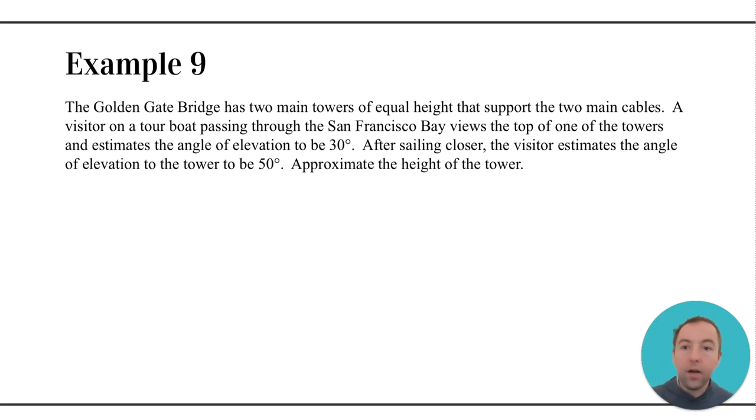And then in example 9 here, we have that the Golden Gate Bridge has two main towers of equal height that support two main cables. There's a visitor on a tour boat that's passing through the San Francisco Bay, and that visitor on the boat views the top of one of the towers and estimates the angle of elevation to the top of that tower to be 30 degrees. And after they sail closer, there's a detail that I forgot to put in here. As they sail 670 feet closer, then the visitor estimates the angle of elevation to the tower to be 50 degrees. So we want to approximate the height of the tower, right?